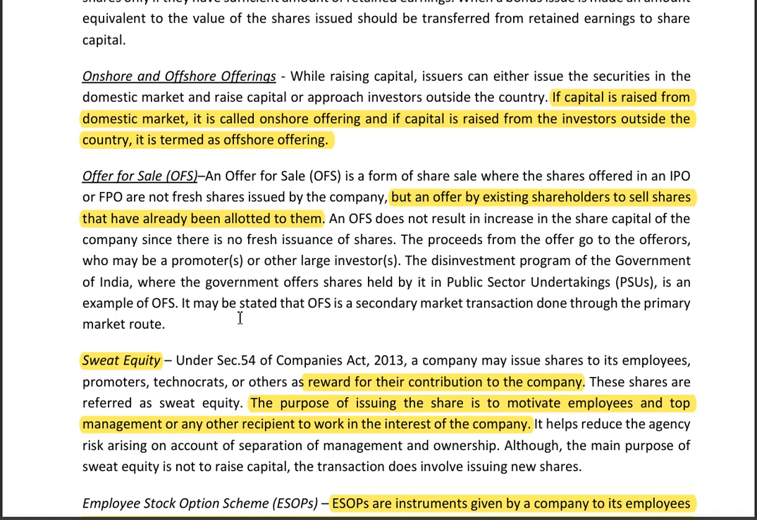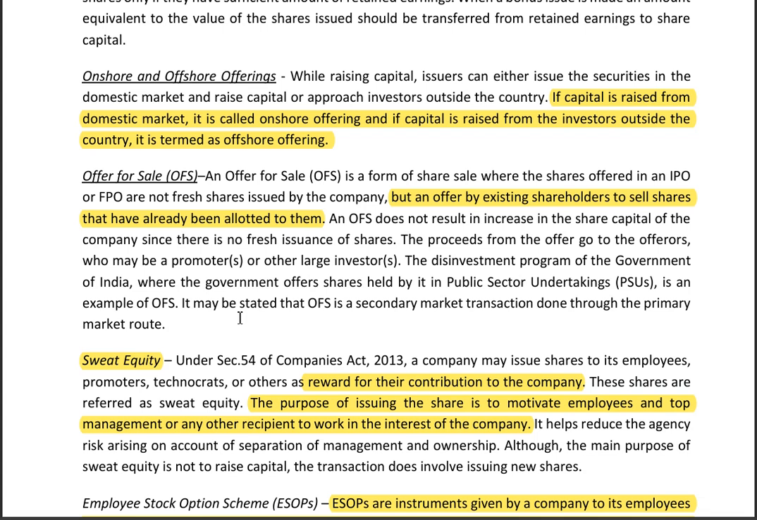Onshore and offshore offerings are simple. If capital is raised from the domestic market, it is onshore. If capital is raised from a foreign market, it's offshore.